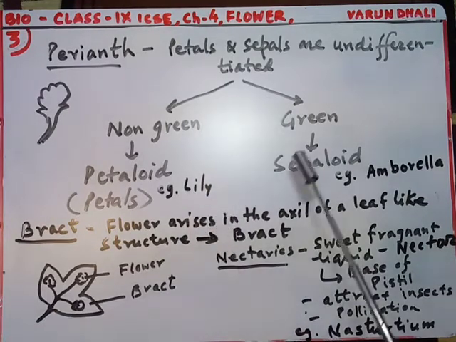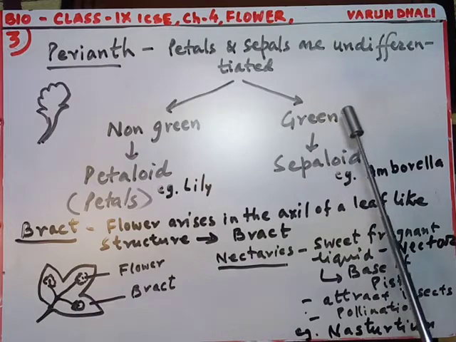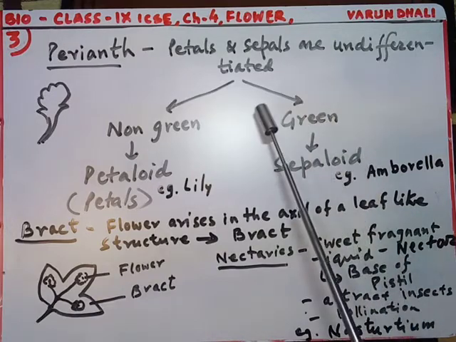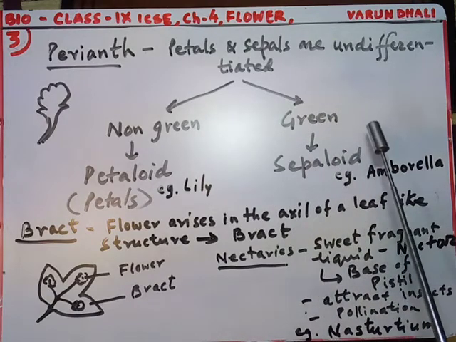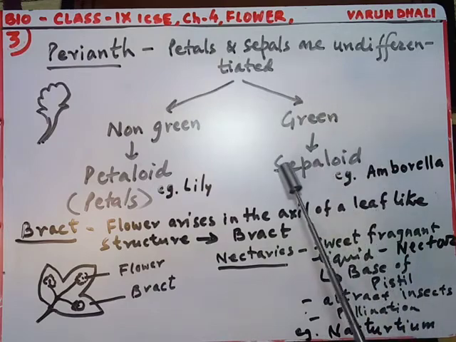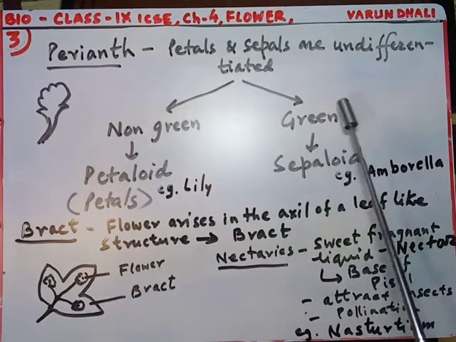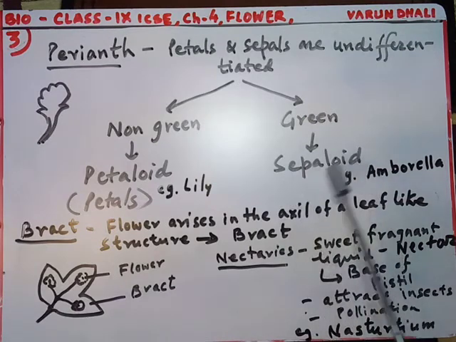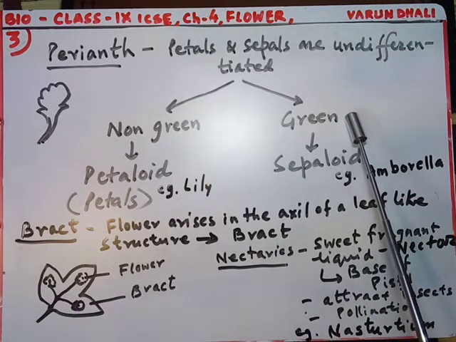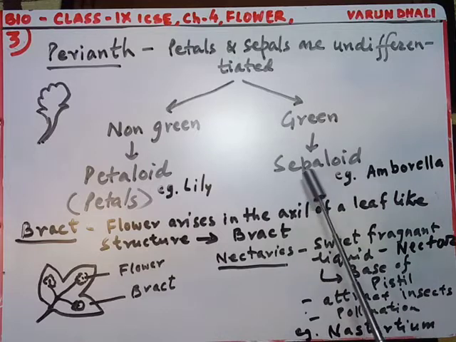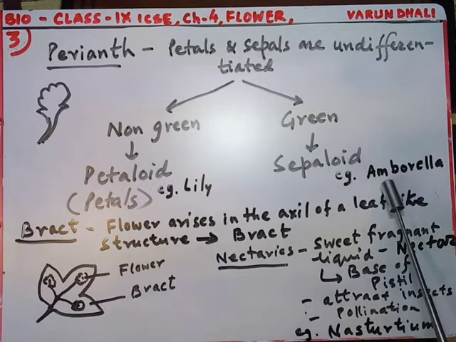But if you talk about a flower which as a whole looks like a green part, a green flower as a whole, and we are not able to distinguish, then we call that flower a sepaloid. That is green. The whole flower would be green, that is a sepaloid. A very good example is Amborella. I repeat, the example would be Amborella.